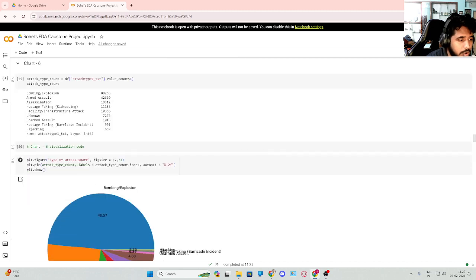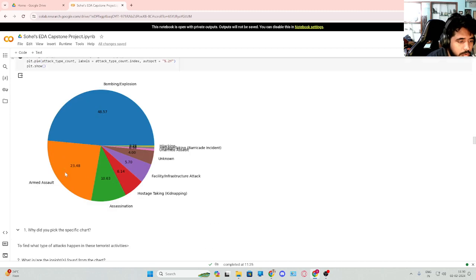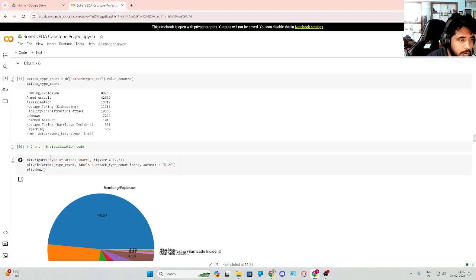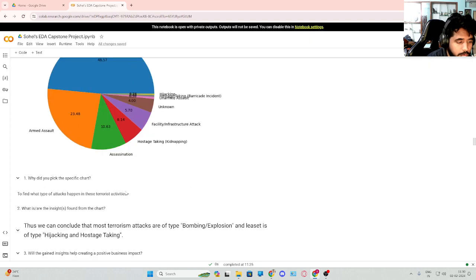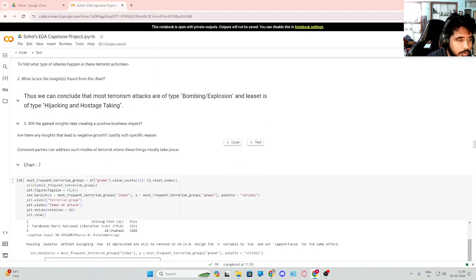Now chart 6. In this chart we are plotting what type of attack happens. We can see that mostly it is bombing and explosion, followed by armed assault and assassination. Hostage taking have small shares. Then we conclude that most terrorism attacks are of type bombing and explosion, and the least are of type hijacking and hostage taking.